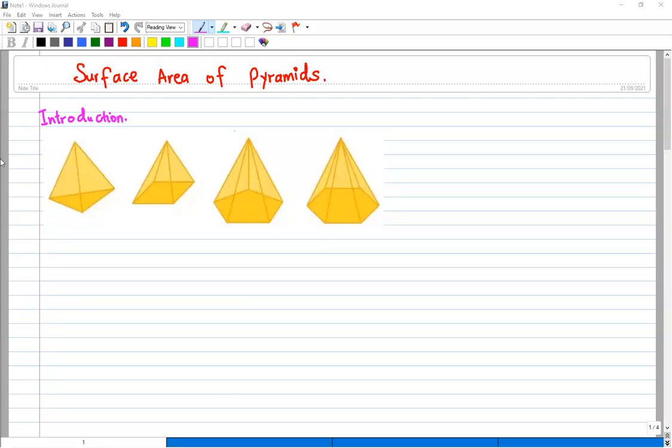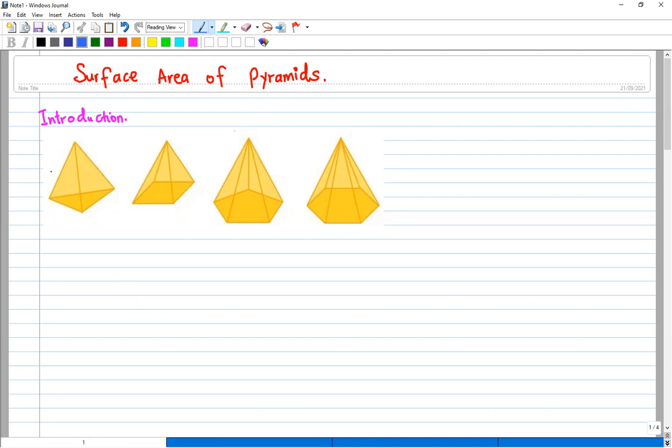Okay, students, for our lesson of today, let us look at the surface area of pyramids. Remember, we looked at very many examples of pyramids.